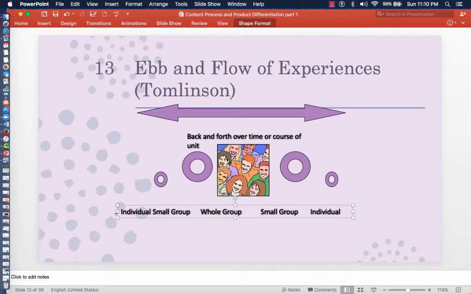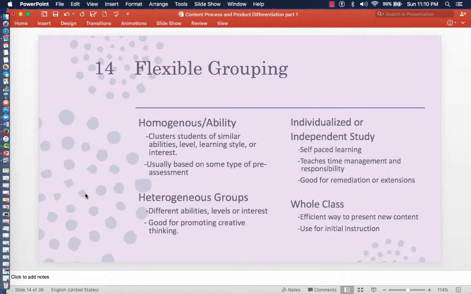You know, we can have pairs, or triads. So there's a lot of things that you can add in there. Now, with flexible grouping, there's like 4 different ways that we're going to talk about it. So we've got ability grouping. We don't have to, but this is one of our areas.